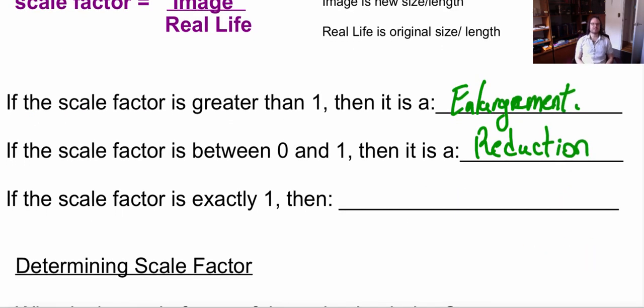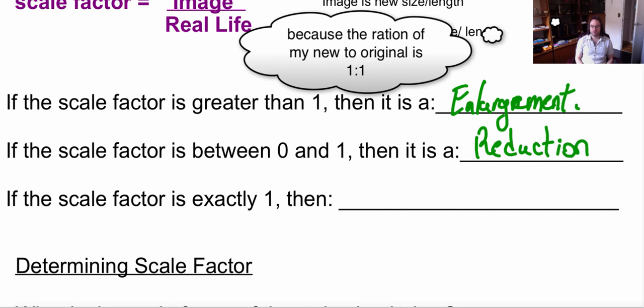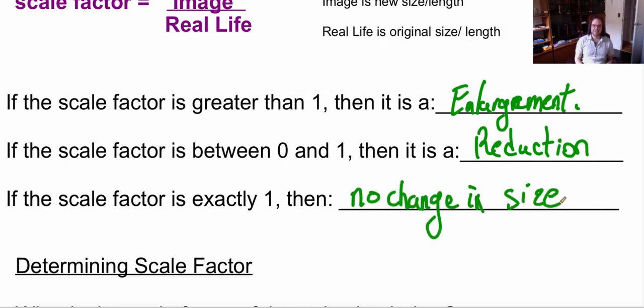Now, if the scale factor is exactly 1, then what happens? Well, then my image equals my real life image. There is no change in size. In that case, the image is congruent.